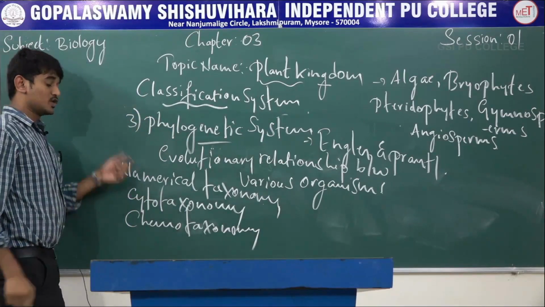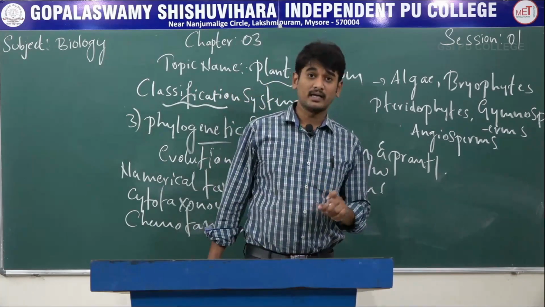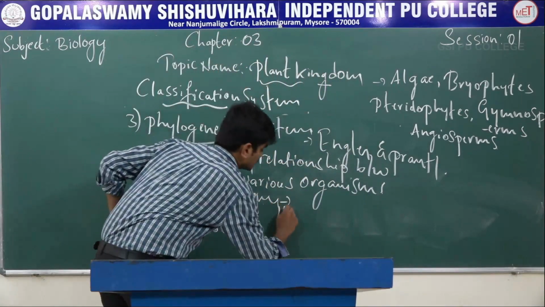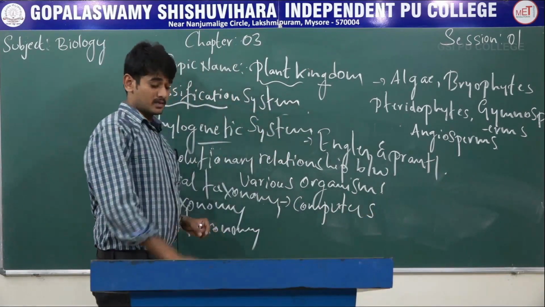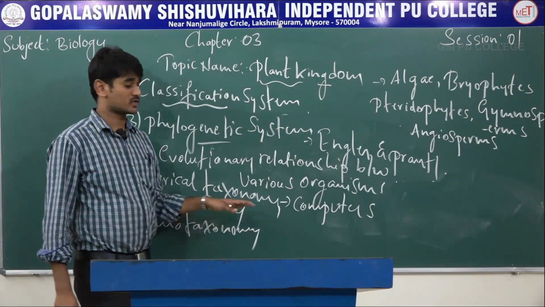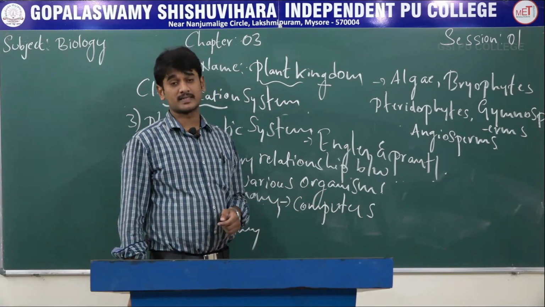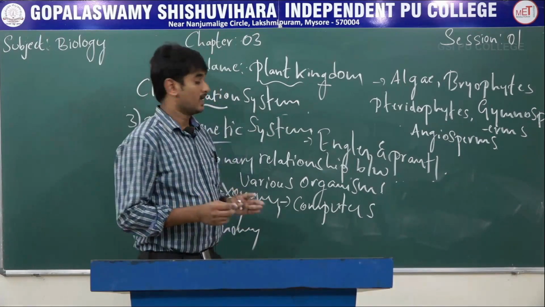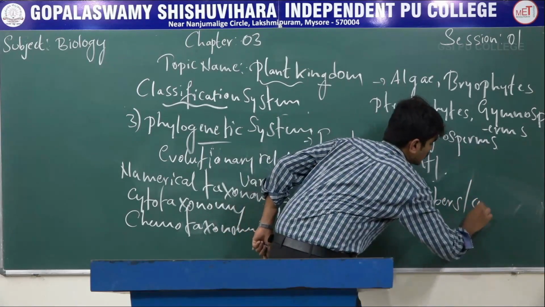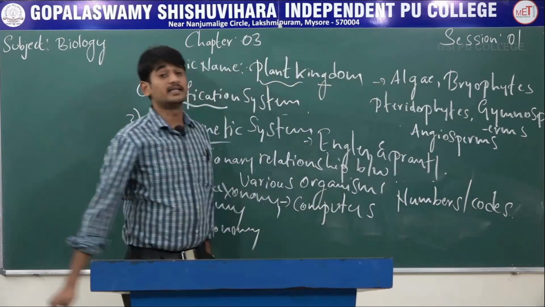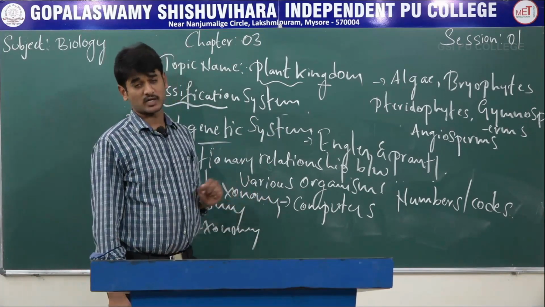What is numerical taxonomy? Numerical taxonomy is carried out by computers. It is based on easily observable characters, and numbers and codes are assigned to the characters, and the data are then processed. This is called numerical taxonomy.